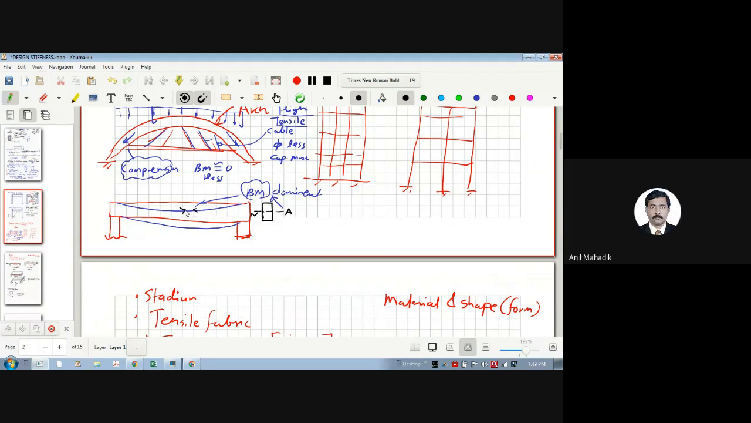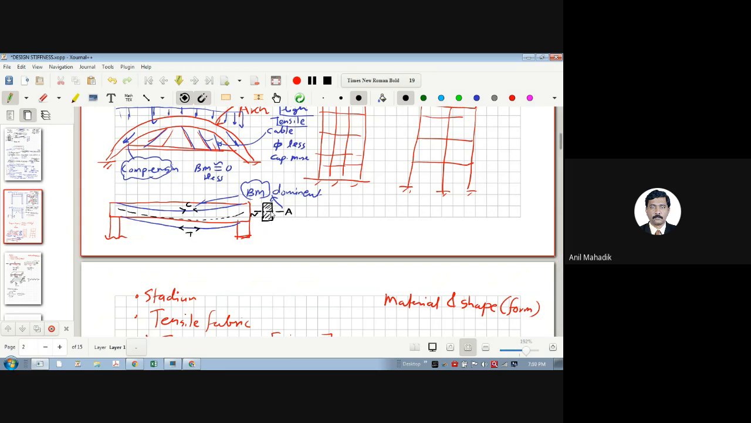You know that in the compression zone, the length of the fiber will shorten, and therefore it is compression. In the tension zone, the length will increase, and therefore there is tension. But you will see that the neutral axis doesn't change its length. That means there is no force in the neutral axis, right? That is the meaning of neutral. But you will see that there is material here and there is material here.